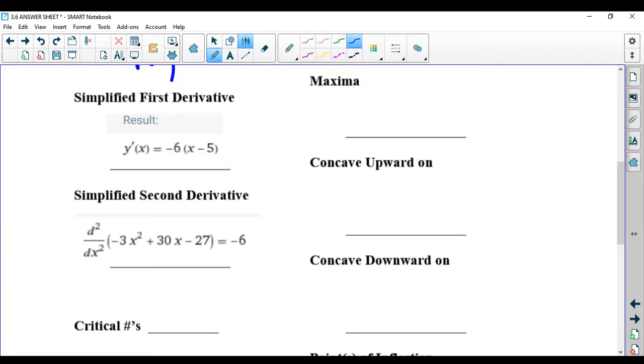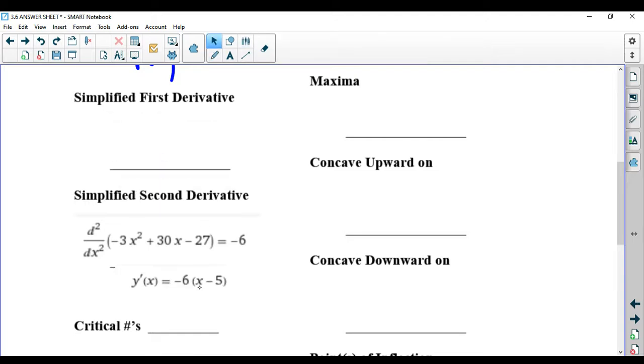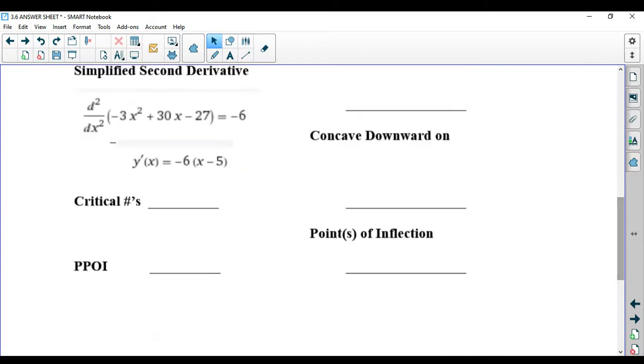Critical numbers are where the first derivative equals 0. So I'm going to look at this first derivative, find out where that equals 0, and that's obviously x equals 5. Done with that.